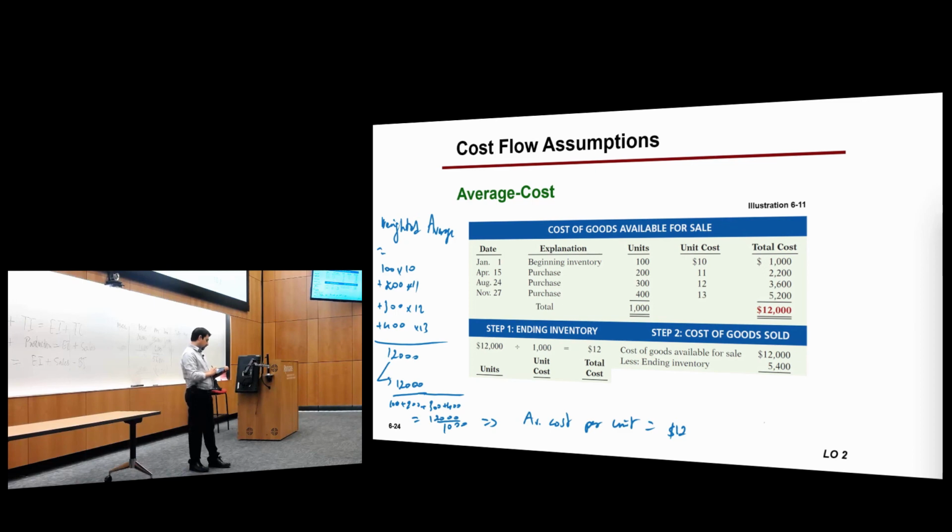So the ending inventory is how much? 450 units, right? So ending inventory is equal to 450 multiplied by 12. Cost of goods sold, you can either calculate it as 550 multiplied by 12 or 12,000 minus ending inventory.